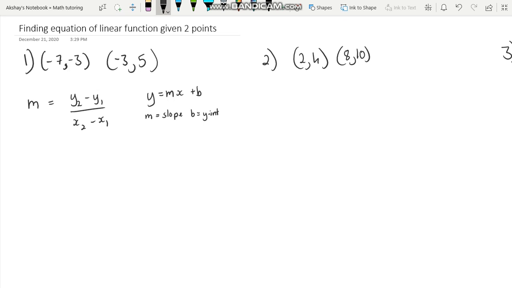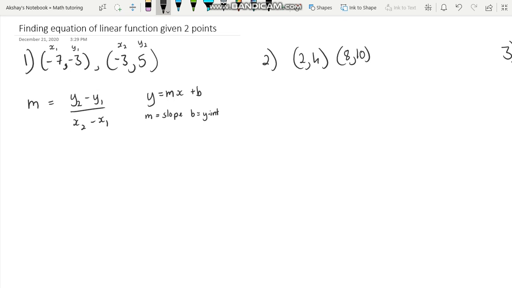To find slope, we can use the slope formula: y2 minus y1 over x2 minus x1. We can label our y2 minus y1 and x2 minus x1 from our 2 points. This would be our x1, it's our first x value. This would be our y1 because it's our first y value. This right here is our x2 because it's our second x value. This is y2, which is our second y value given to us.